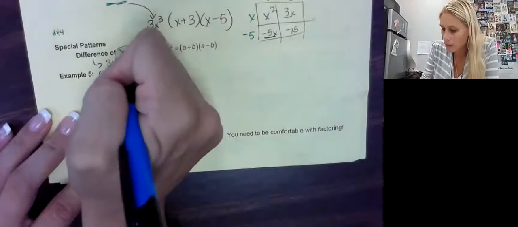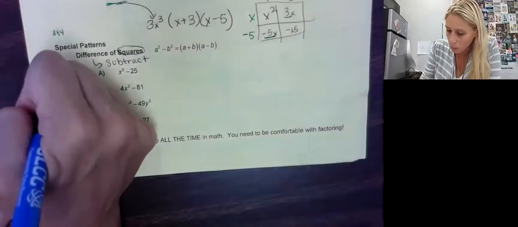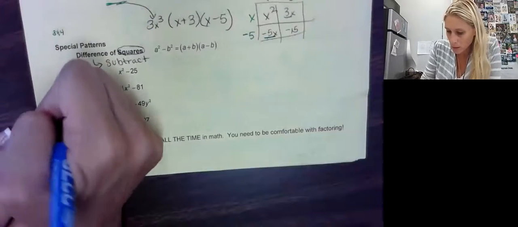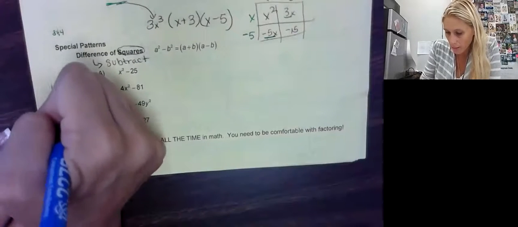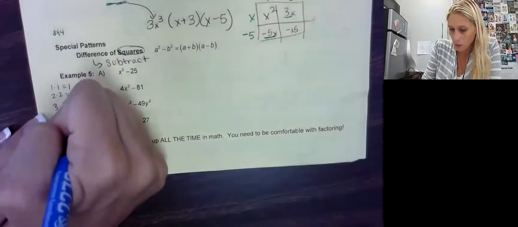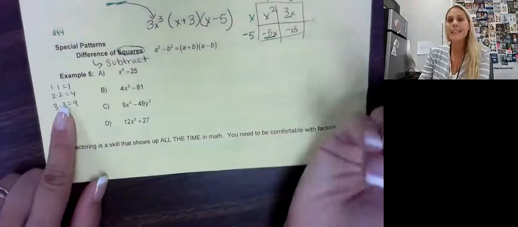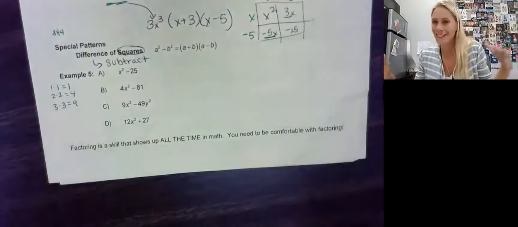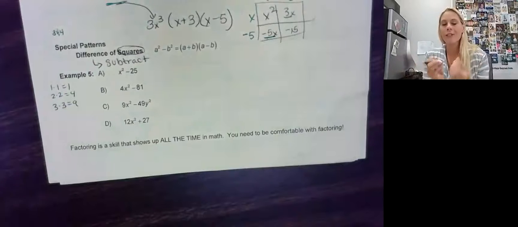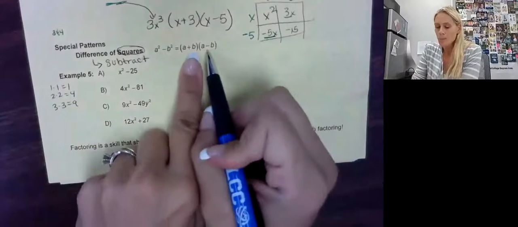Now, squares. Squares meaning perfect squares. What are your perfect squares? Well, 1 times 1 is 1. 2 times 2 is 4. 3 times 3 is 9. So on and so on. So your perfect squares are 1, 4, 9, 16, 25, 36, and so on. Okay. Now, if you can recognize that subtraction and those perfect squares, it's an easy peasy way to do it.